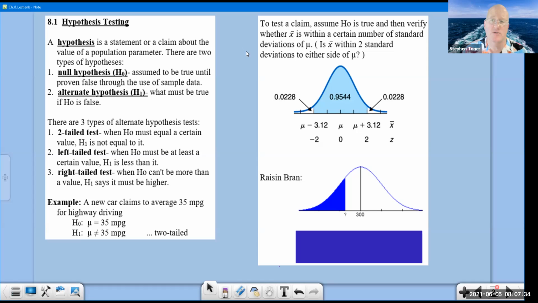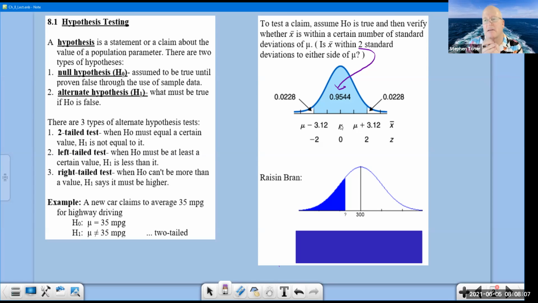Now, when we test a claim, we assume the null hypothesis is true, and we verify whether our sample mean lies within a certain number of standard deviations of the true mean mu. Okay, in other words, is X bar within perhaps 2 standard deviations to either side of the mu? And I say 2 standard deviations as a starting point. 2 standard deviations says, hey, I'm pretty much 95% confident it's within this middle range here. And only if it's outside of that range are we going to reject that claim.